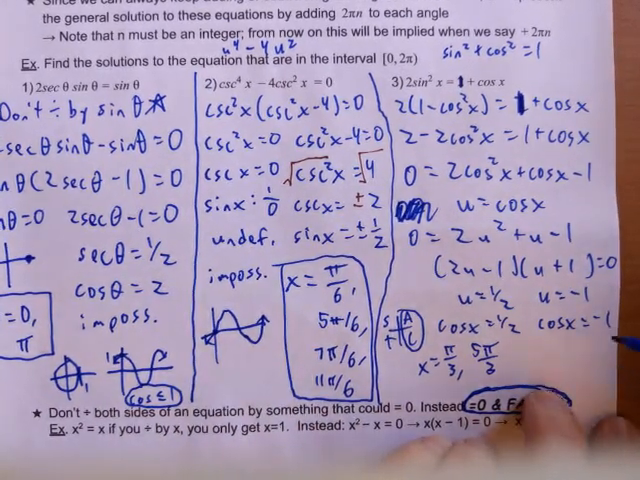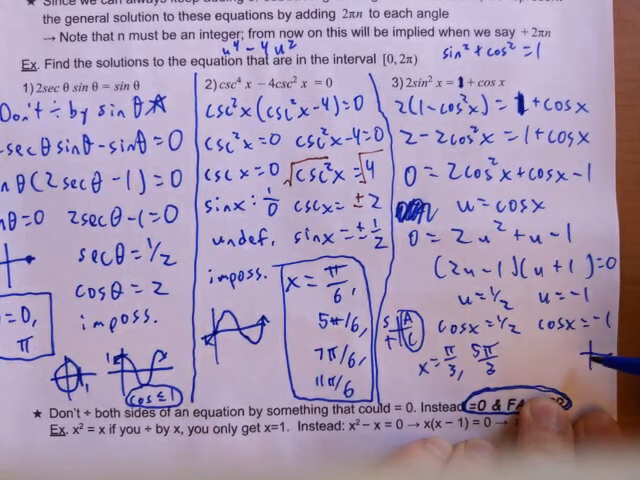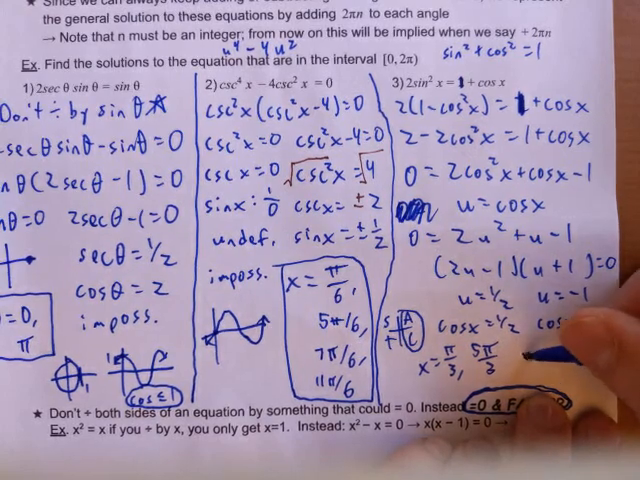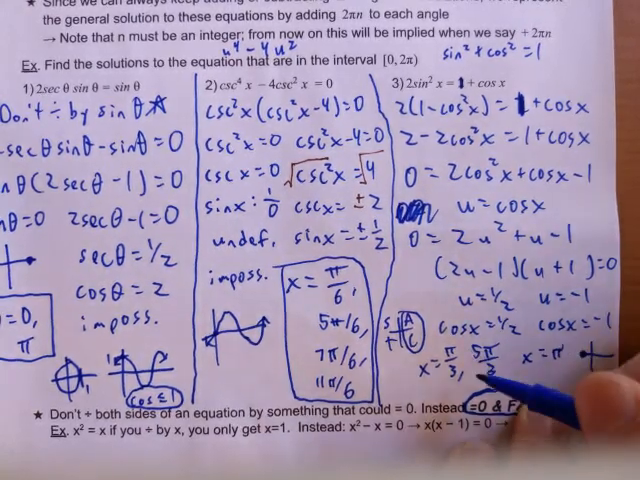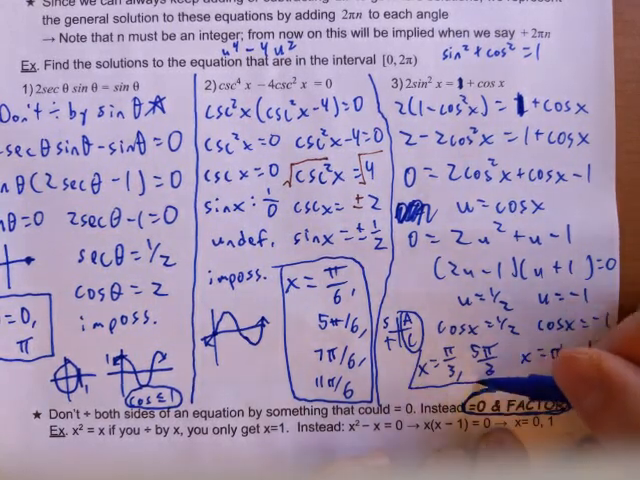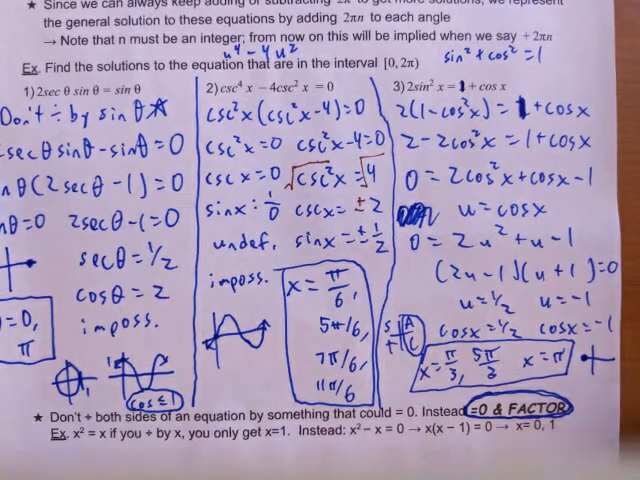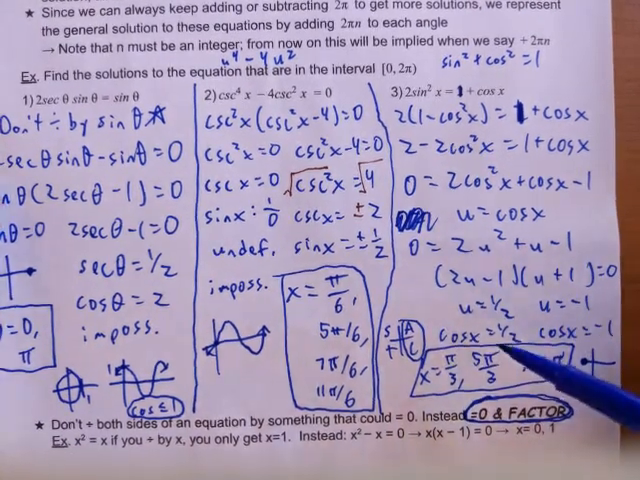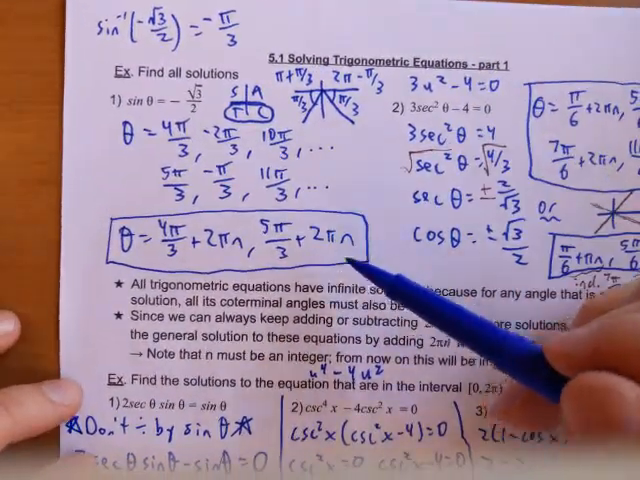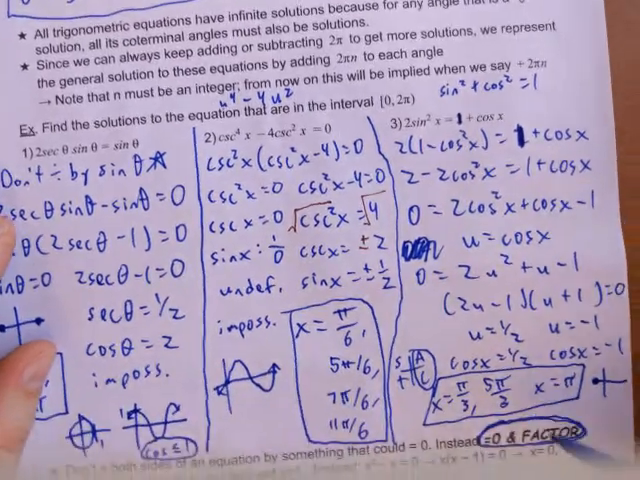And then over here, for cosine to be negative 1, we're thinking on the unit circle, we want the x-coordinate to be negative 1. That's over to the left, and that's an angle of pi. So this half gives us these 2 answers, this half gives us that 1 answer. So all together, we've got 3 different possible solutions. So just remember equal to 0 and factor. And if you want all the solutions, you stick plus 2 pi n on it. If we restrict you to 0 to 2 pi, then you don't have to worry about it.